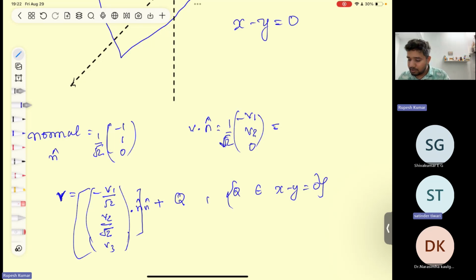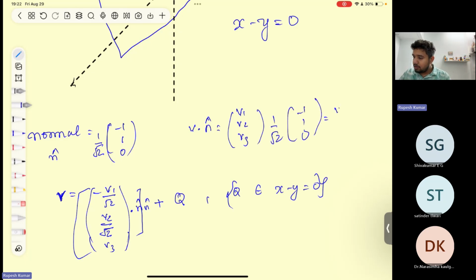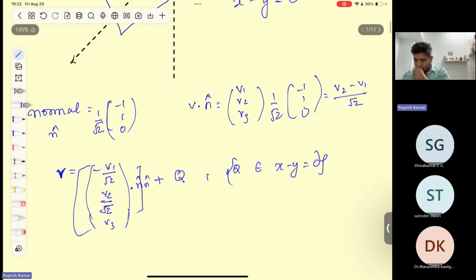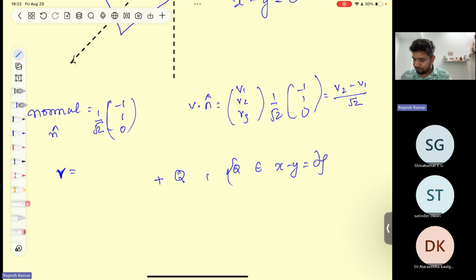V dot n cap is essentially v1, v2, v3 into 1 by root 2 into minus 1, 1, 0. Now this is v2 minus v1 by root 2. This is the component along the normal direction. Now from here you can write up the vector as a sum: v2 minus v1 by root 2 along the normal direction n cap plus some vector q along the plane. Now is this clear, everyone?